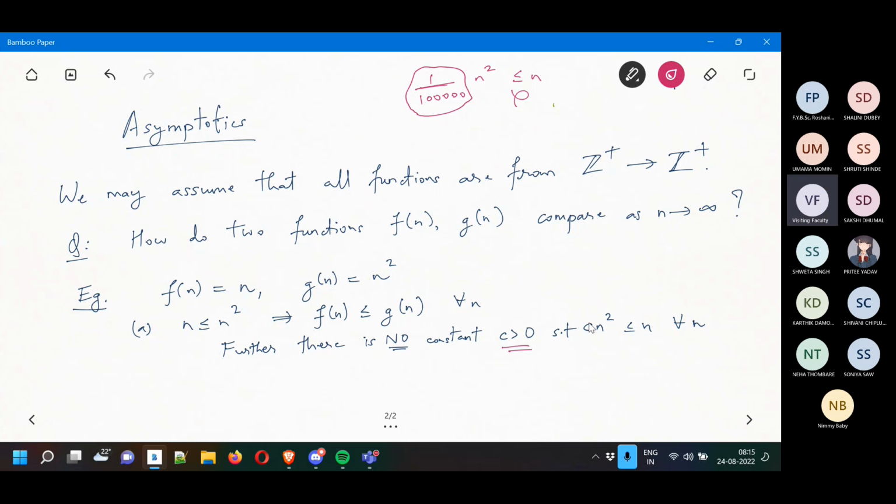So g is strictly larger than f in terms of growth because g is always larger than f in absolute terms, and no multiple of g can be made to be less than f. Right? That is the idea. Therefore, g is much, much bigger than f. Is this much clear? This is the intuitive idea.